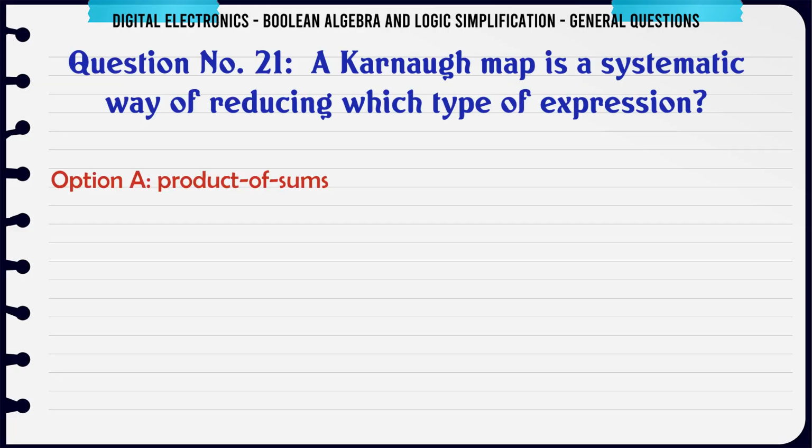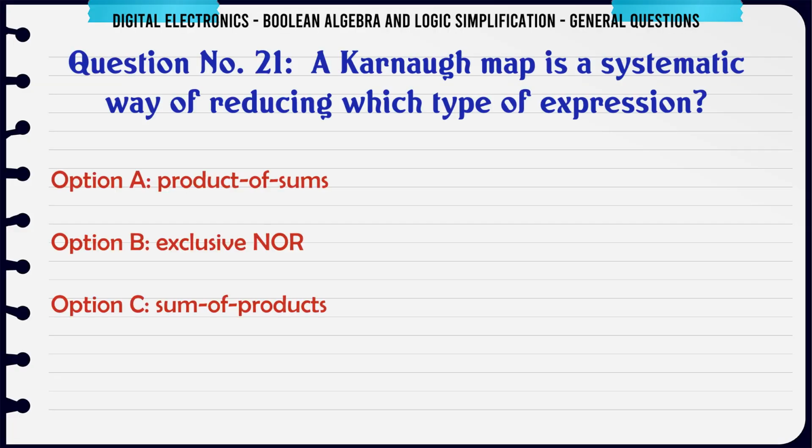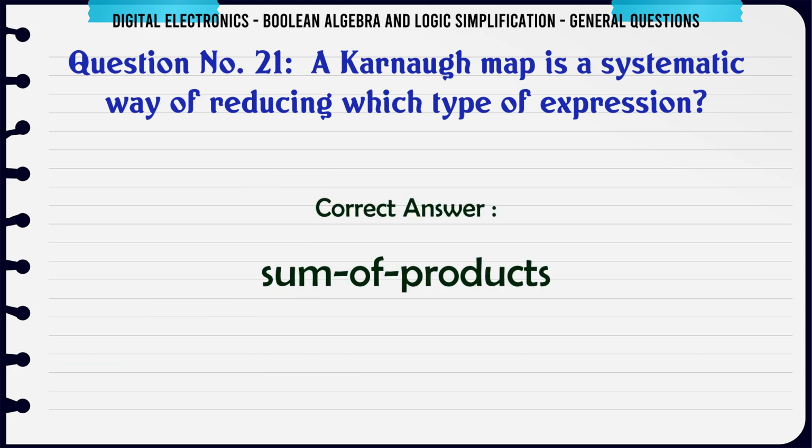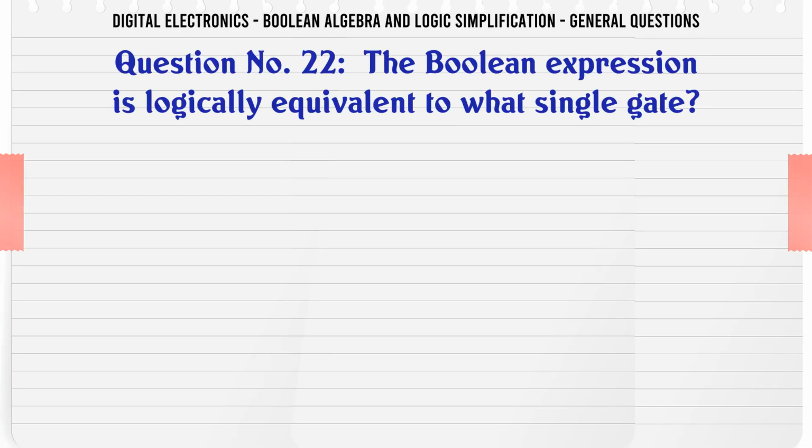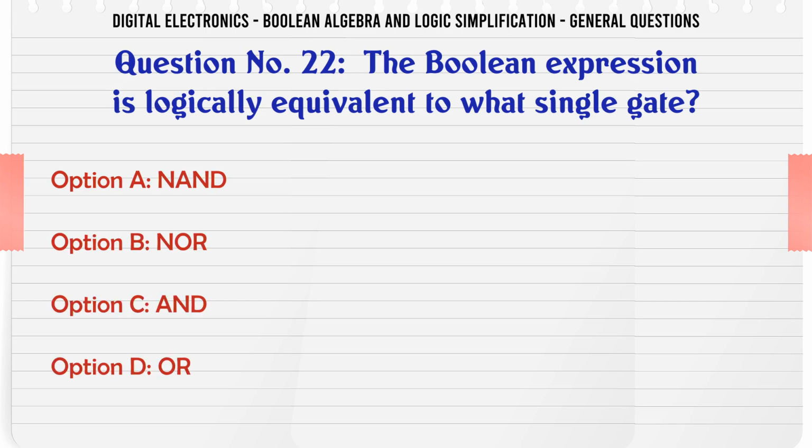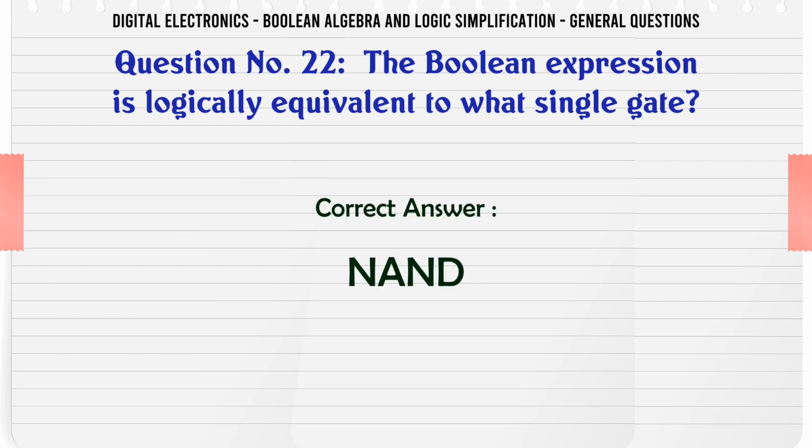A Karnaugh map is a systematic way of reducing which type of expression? A, product of sums, B, exclusive NOR, C, sum of products, D, those with overbars. The correct answer is sum of products. The Boolean expression is logically equivalent to what single gate? A, NAND, B, NOR, C, AND, D, OR. The correct answer is NAND.